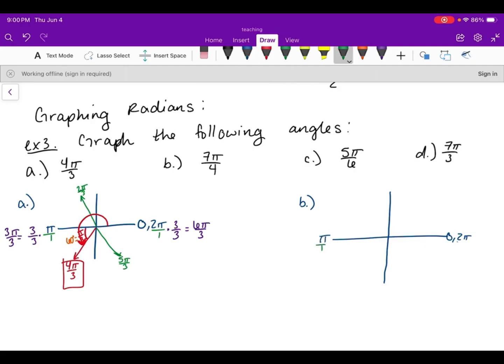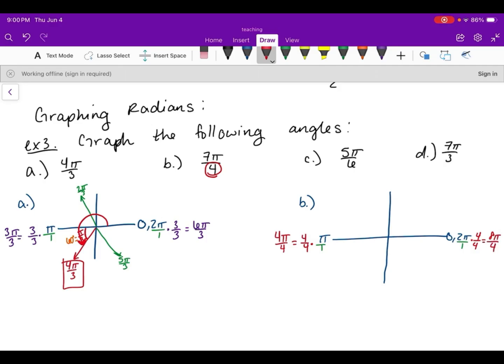I'm also going to write these over 1 again. Now my denominator here is 4. So I want pi and 2 pi to have denominators of 4 so that I can figure out where 7 pi over 4 would end up. So if I multiply this by 4 over 4, multiply this by 4 over 4, I get that this is 4 pi over 4, which is the same as pi, and this is 8 pi over 4.